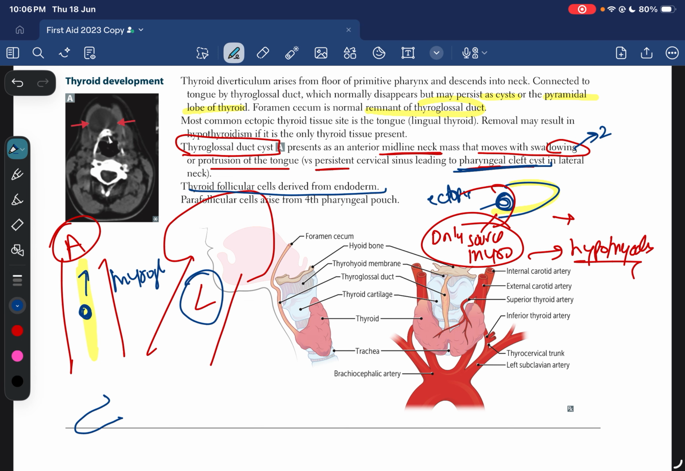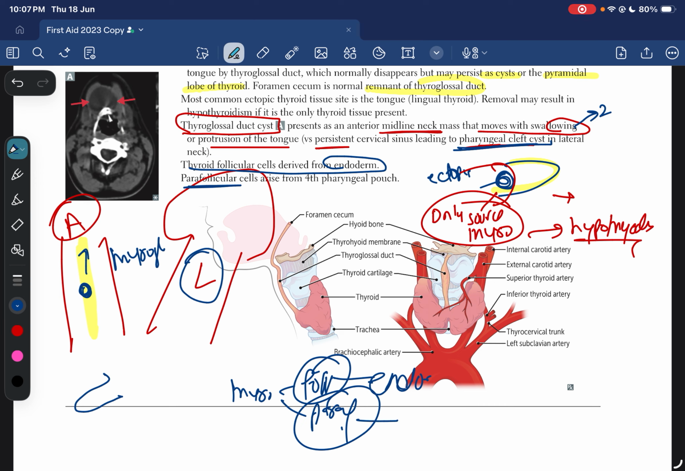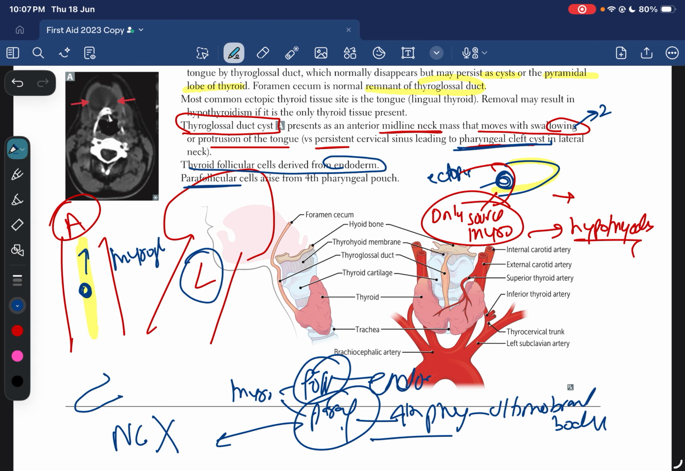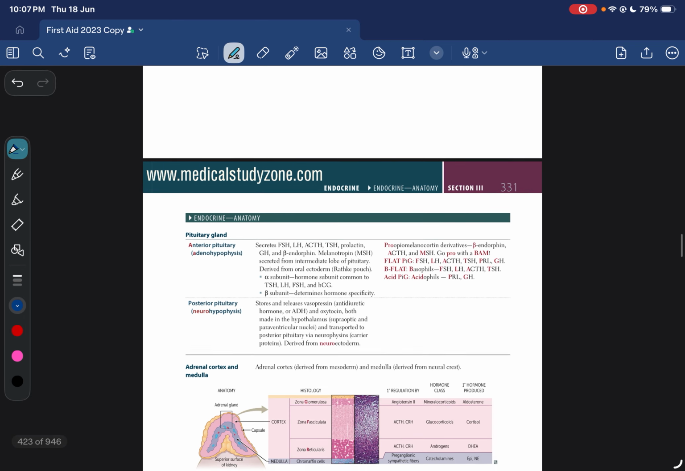Thyroid follicular cells are derived from endodermal cells, and there are also parafollicular cells. So the thyroid has two types of cells: follicular and parafollicular. Follicular cells are endodermal in nature, and parafollicular cells are derived from the fourth pharyngeal pouch, the ultimobranchial body. Initially, it was considered to be neural crest cells, but not anymore. It is the fourth pharyngeal pouch, and the follicular cells are derived from the endoderm.